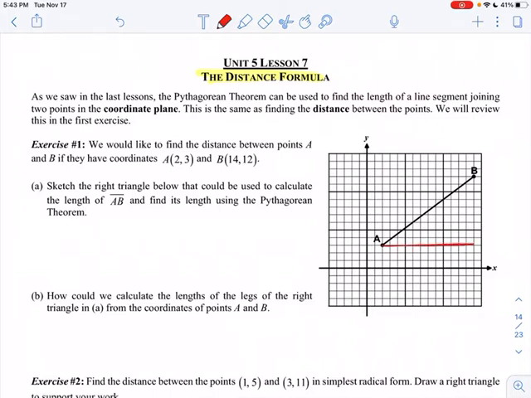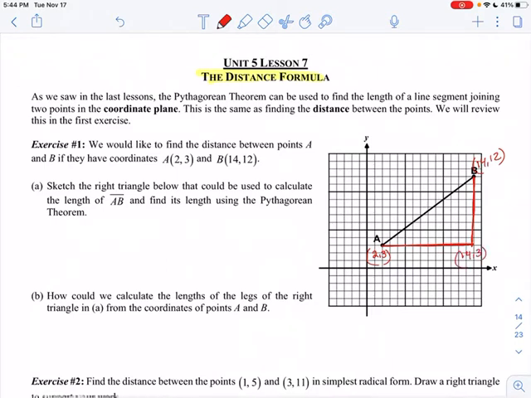So I'm going to draw a horizontal line. All right, so A is at (2, 3), and B is at (14, 12). So you don't have to count them, I'll tell you what they are. And then I'm going to draw a vertical line. Okay, and I have now created a right triangle. And this point down here is (14, 3).